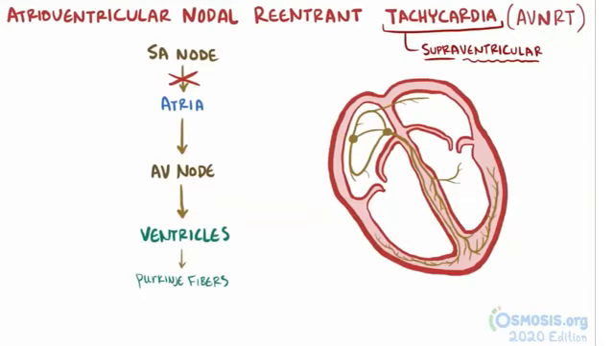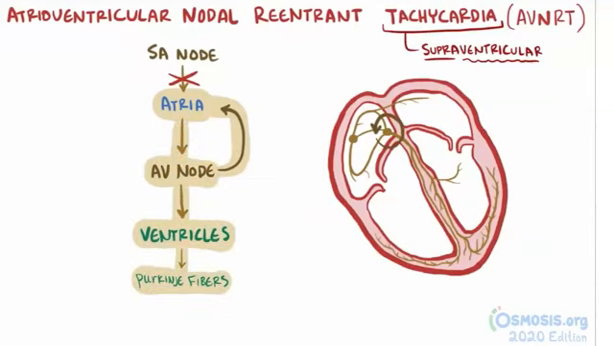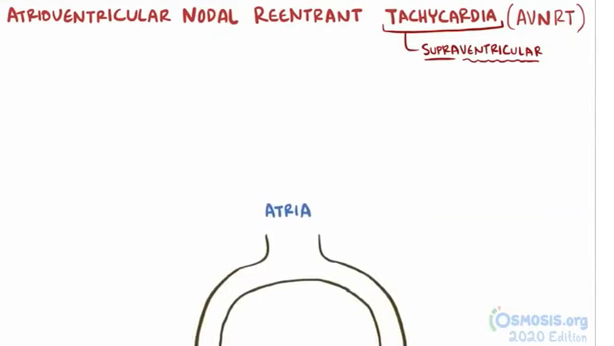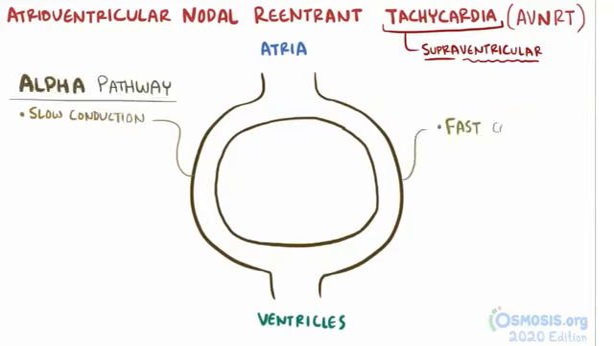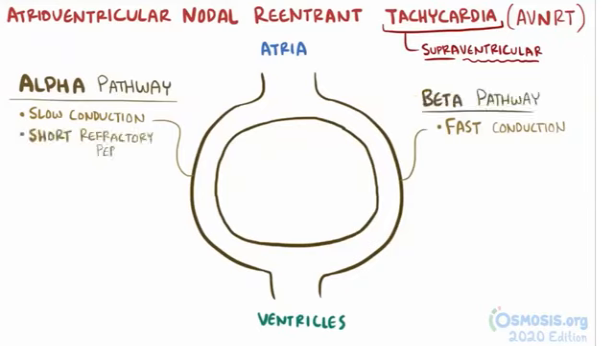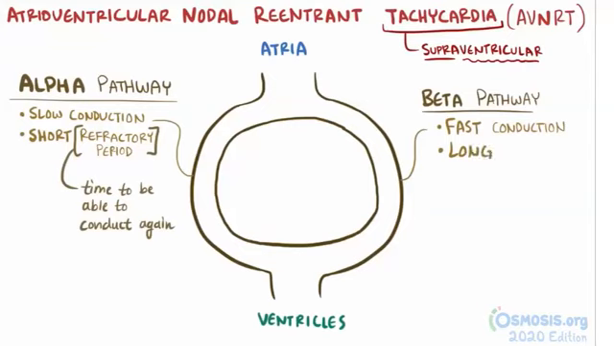AVNRT, just like AVRT, is a type of supraventricular tachycardia, but with AVNRT, it's in or near the AV node, which, just like before, contracts the ventricle and the atria every time it goes around. Specifically, there are two separate electrical pathways that make up this loop, and one of these pathways has heart tissue that has slow electrical conduction, and is called the alpha pathway, and the other has fast conduction, and it's called the beta pathway. Not only that, though, the alpha pathway has a short refractory period, which is the time it takes to be able to conduct another signal. The beta pathway, on the other hand, has a long refractory period. Once you have all those things, you've got yourself a recipe for AVNRT.